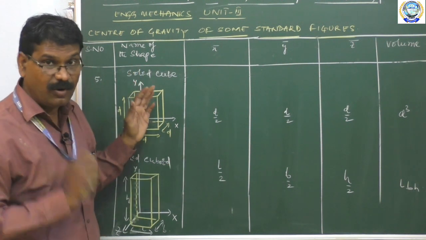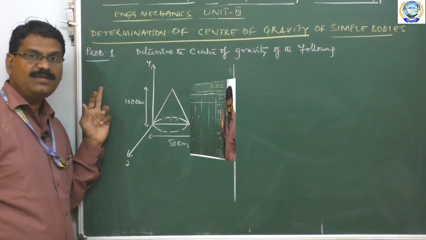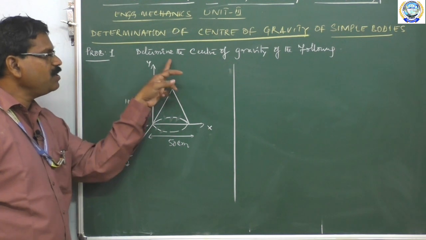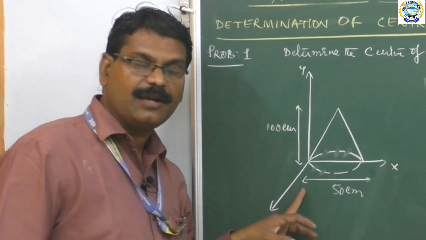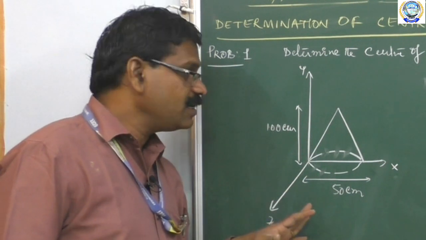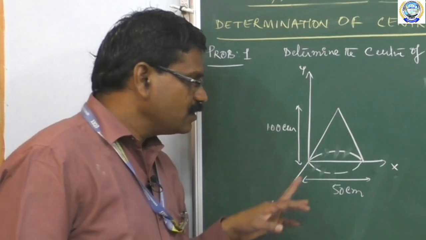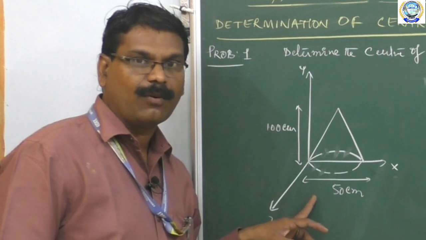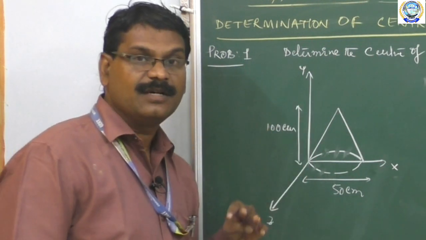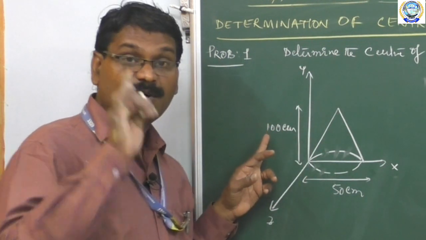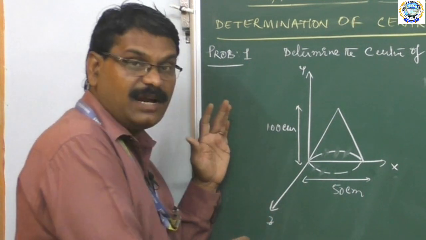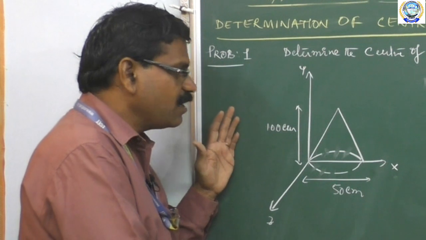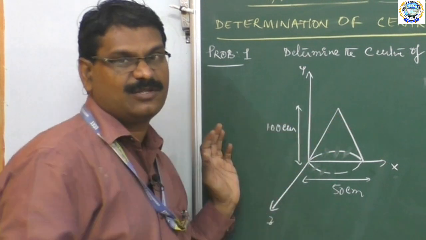Let us do one problem on these formulas. If you see problem 1, determine the center of gravity of the following figure. If you see this diagram, you need to identify which shape it is. So this is nothing but a solid cone. As I told you in the previous topics, the solid sphere, solid hemisphere, solid cone, and solid cylinder, this diagram is completely represented by the solid cone.